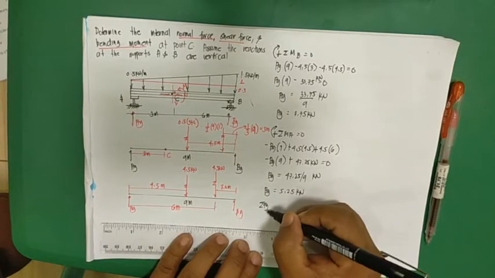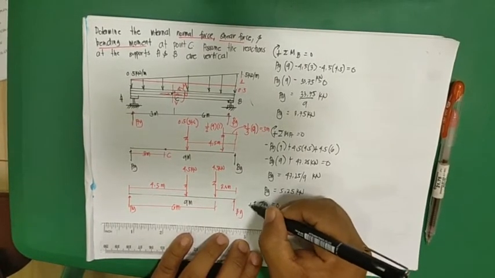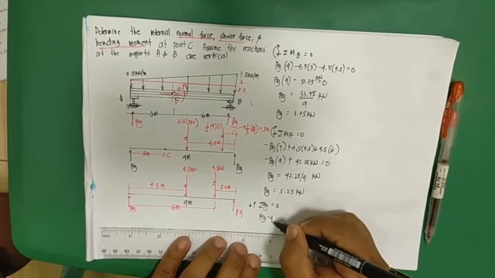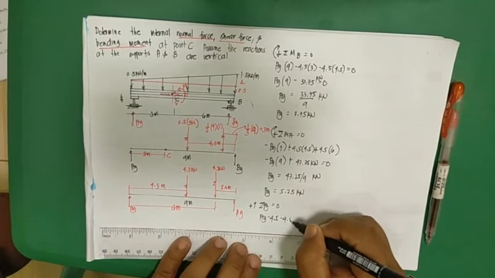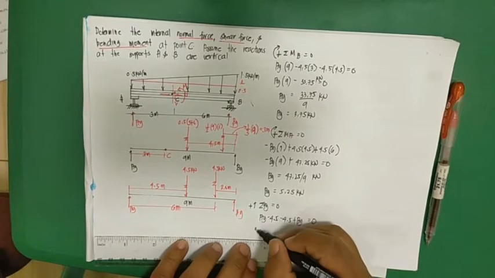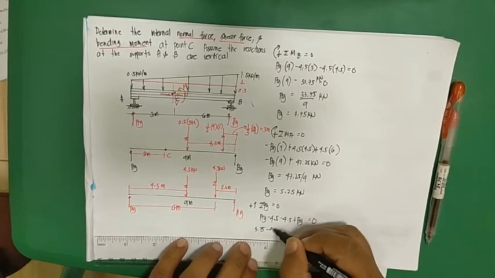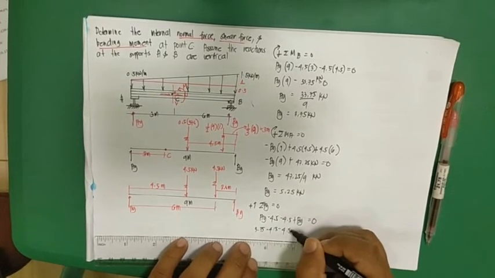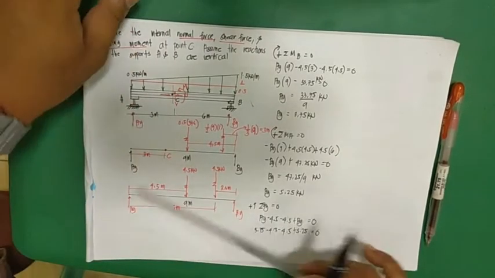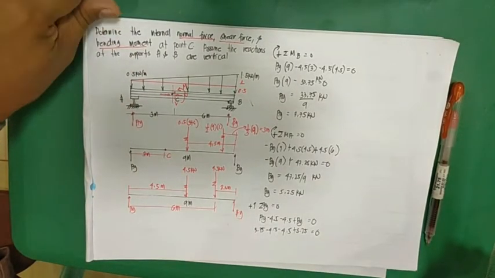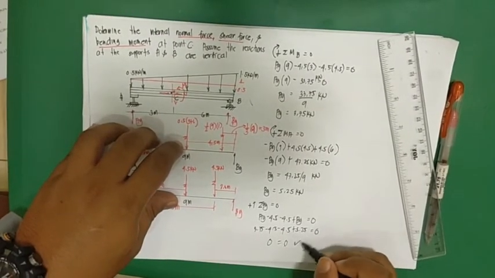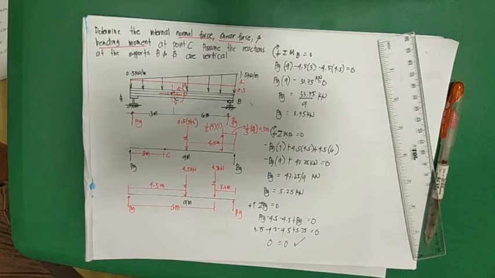If you are not sure whether your reactions are correct or not, you can have here summation forces along y is equal to 0, upward, positive. AY minus 4.5 minus 4.5 plus BY is equal to 0. So 3.75 minus 4.5 minus 4.5 plus 5.25 is equal to 0. Is it 0? Yes. This is 0 is equal to 0. Therefore, our reactions are correct.